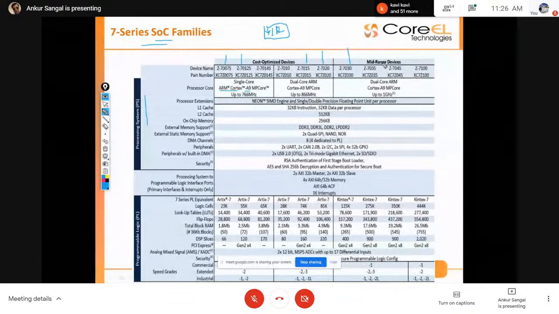Okay, so with the help of these different families, you can see here resources are different. The number of logic cells, lookup tables, flip-flops, block RAM, and DSP slices, each and every capacity is different in your ICs. So it depends on your requirement. In your design requirement, you can directly decide which IC is more suitable. If you have any doubts or questions, you can ask me anytime.